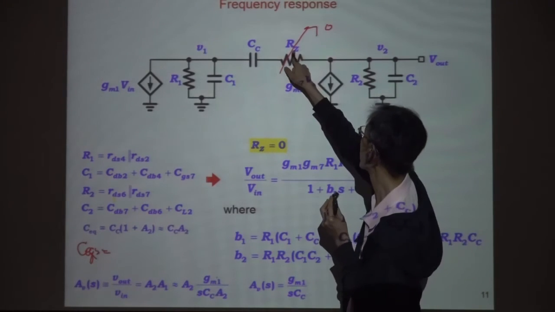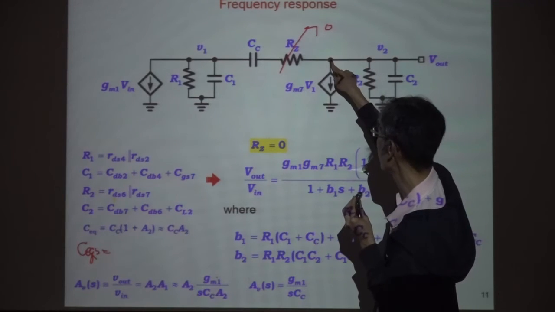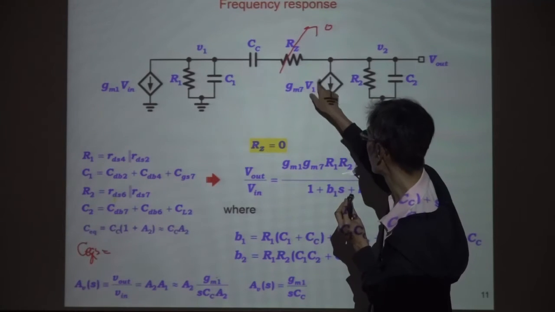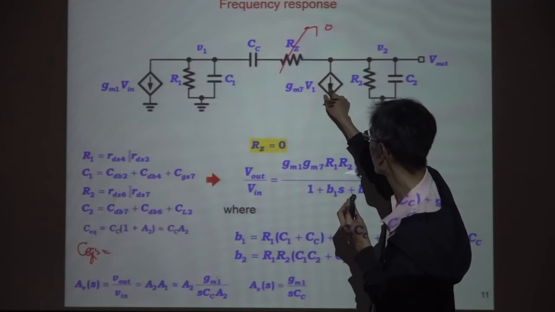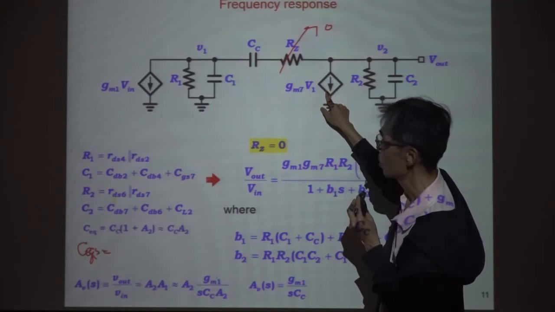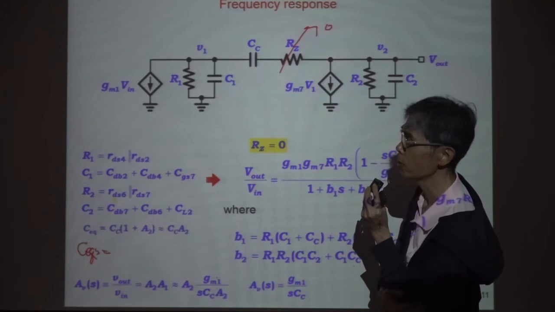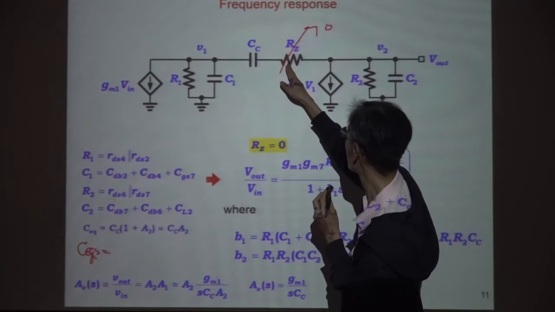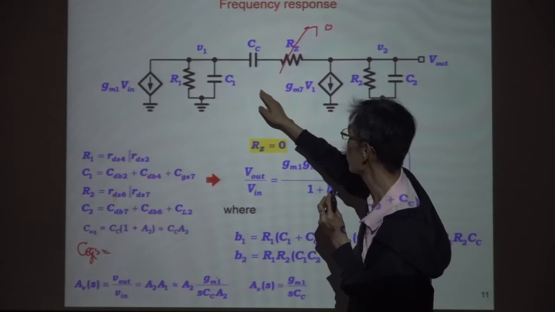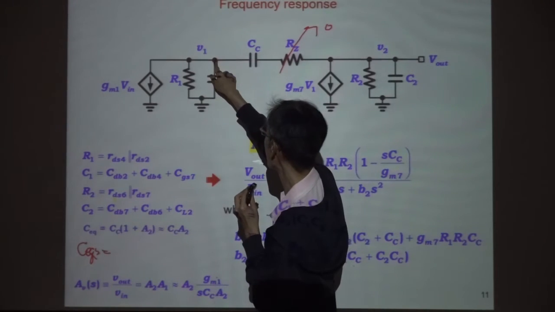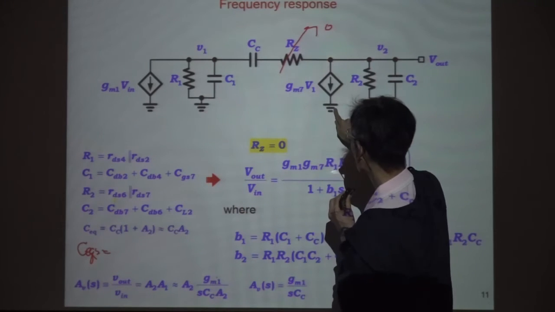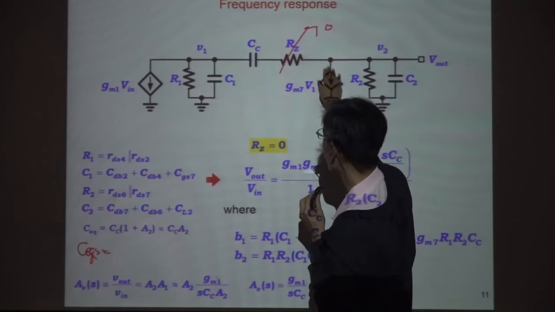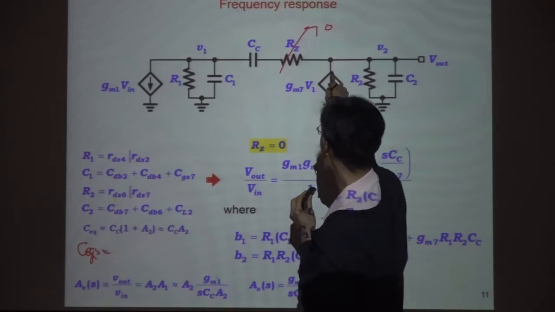So RZ here, and this is V2. So you look to the ground. 1 over GM7 is the input resistance, and RZ. So if you look from V1 to the ground, RZ and this one are in series.